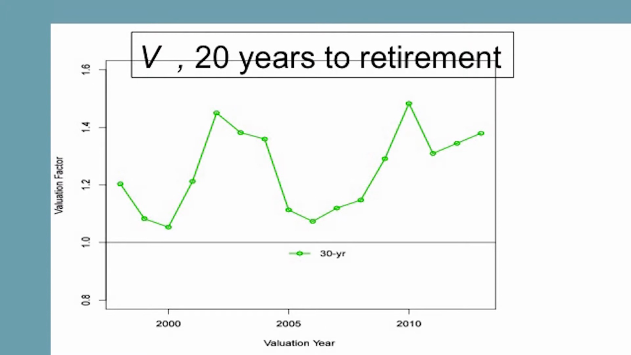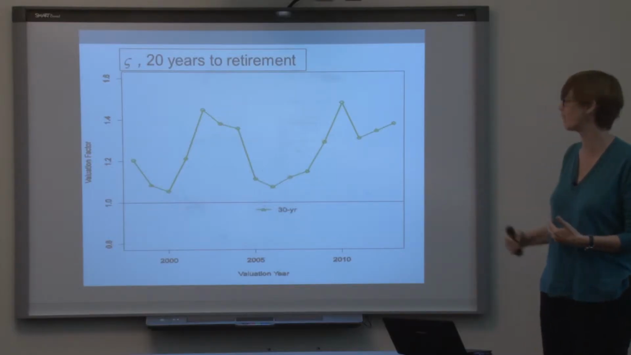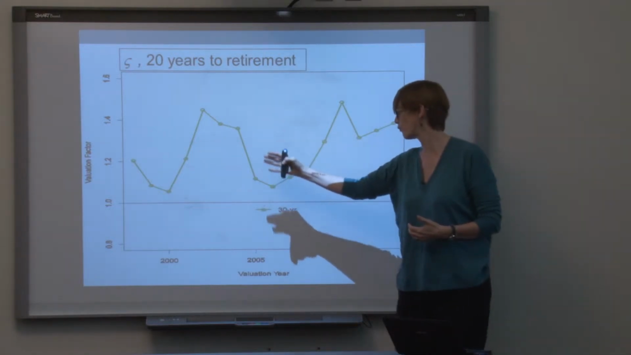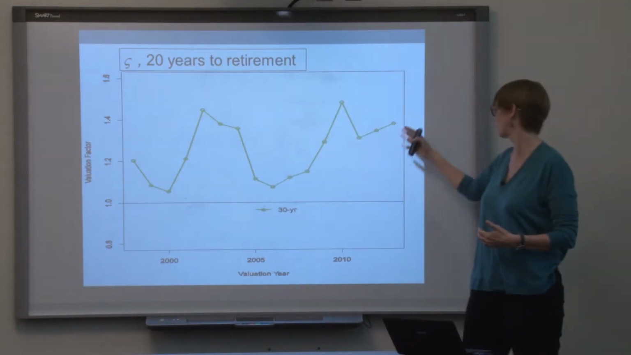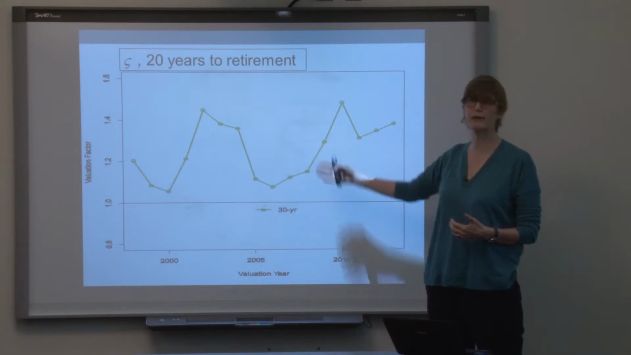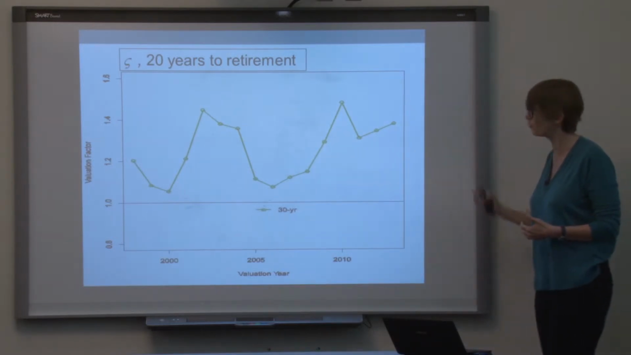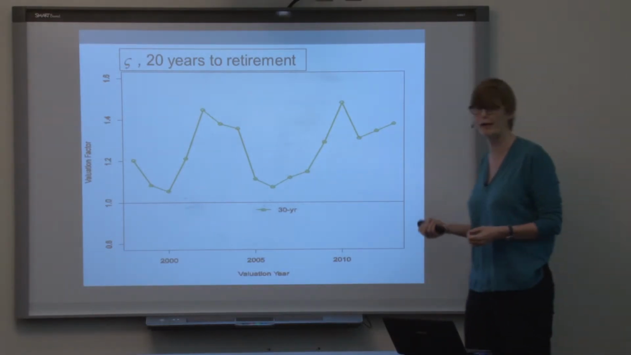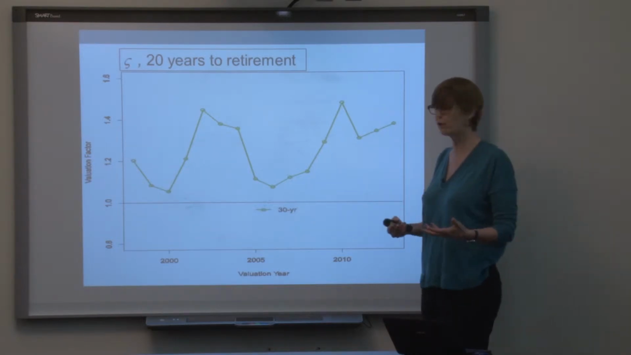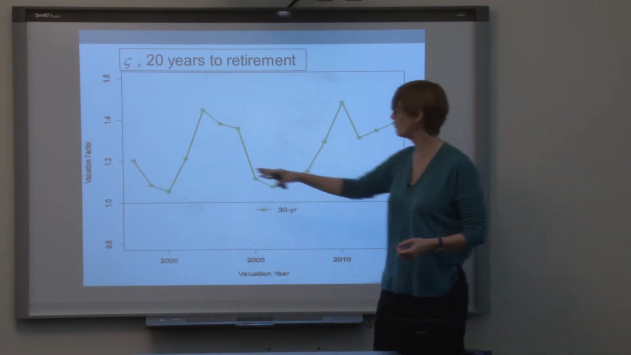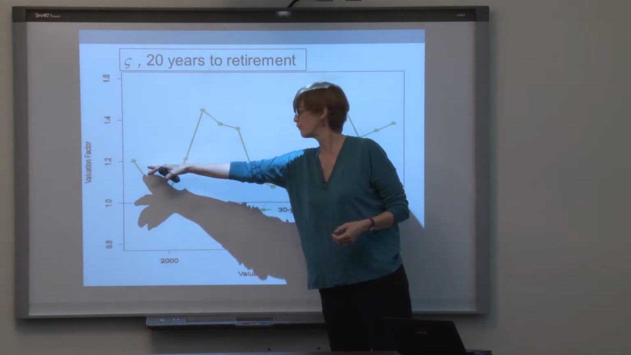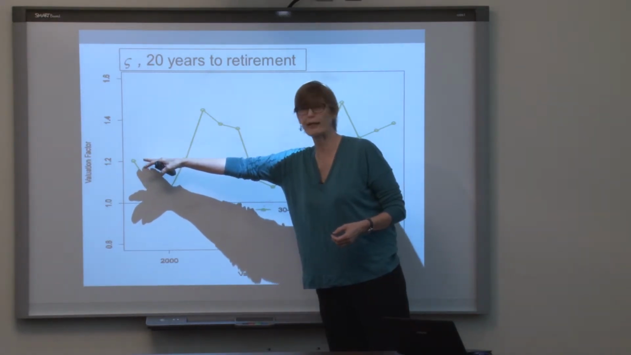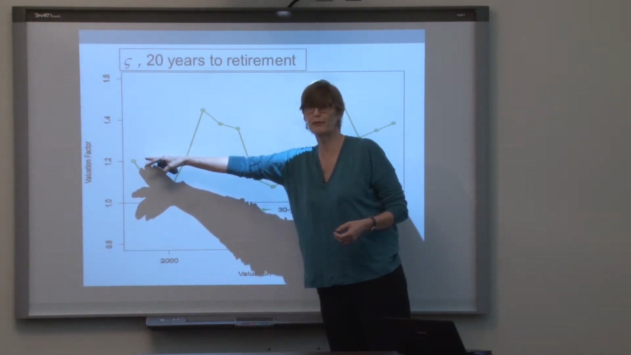The first graph here is showing you the valuation factors for a participant with 20 years to retirement at each of the dates from 1998 up to 2013. And in this case, the credited interest rate is based on the 30-year spot rate. So what do we see here? What we see here is a lot of volatility. What this graph tells you is, for example, you have a 6% notional contribution rate. In 1998, for a 6% notional contribution, you would have actually had to pay 7.2% of salary.